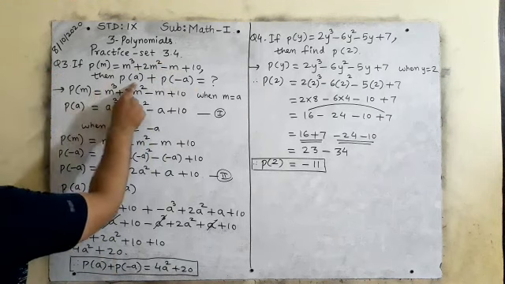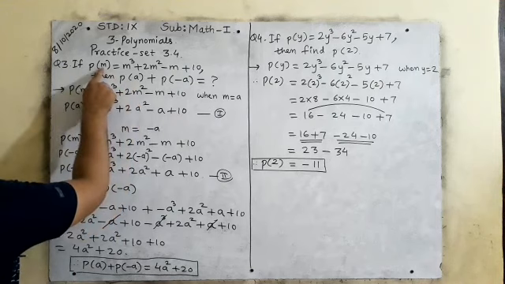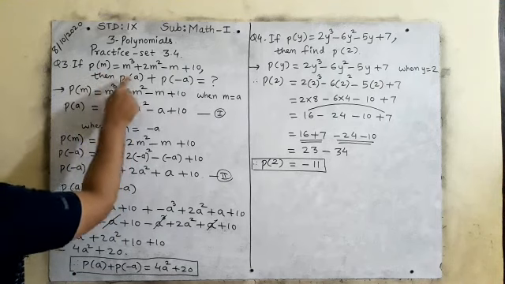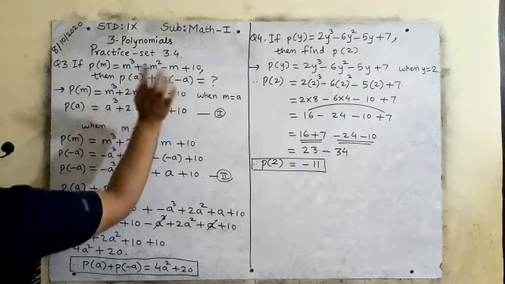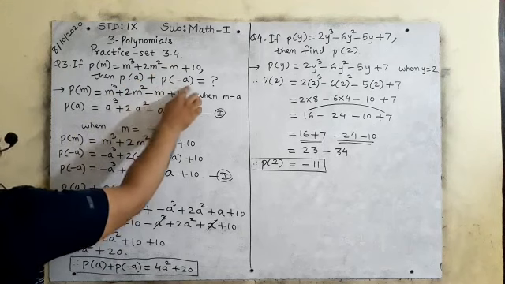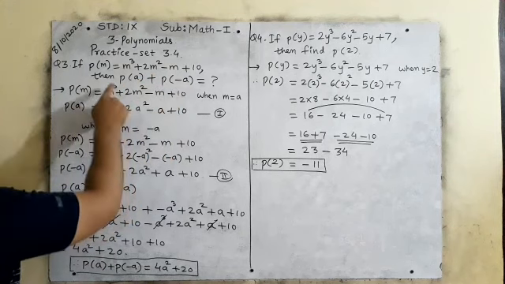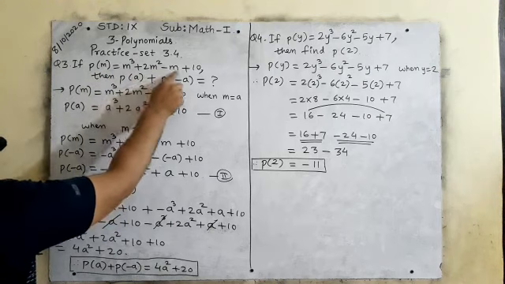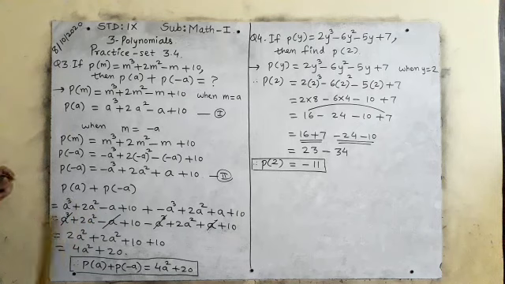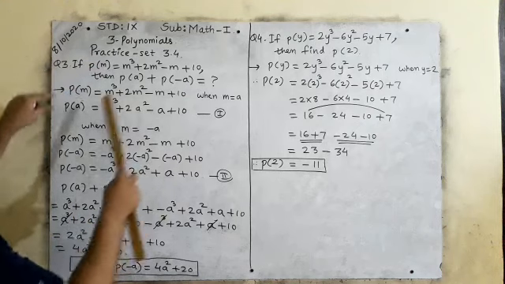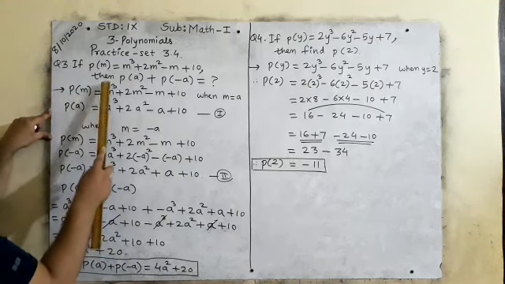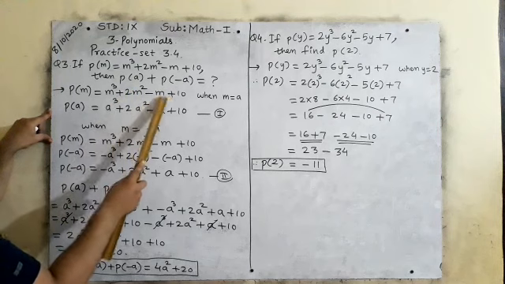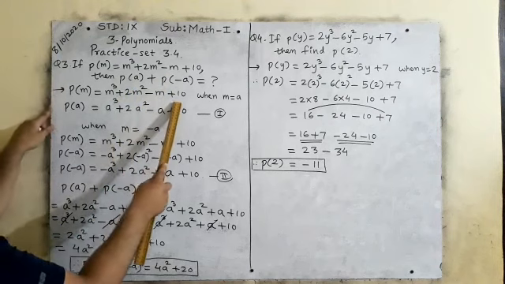Then polynomial of a means wherever there is m, we will put a there, plus polynomial of minus a. The second time, wherever there is m, I will use minus a. See here, I will first write the given polynomial: m cubed plus 2m squared minus m plus 10. This is the given polynomial, right?